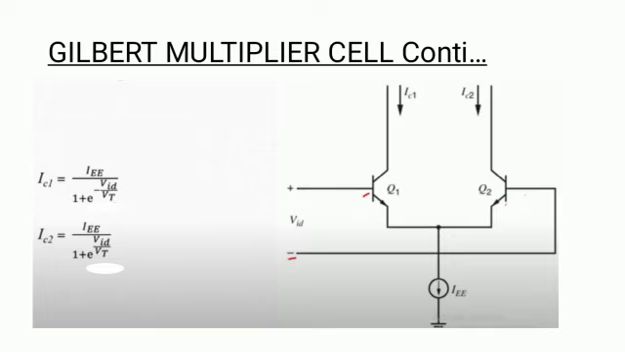When the positive of the input is connected to the base of a particular transistor, here it is Q1, then the collector current term will have the term e raised to minus VID by VT, and when the negative of the input is connected to the base of the transistor, then the collector current of the transistor will have the term e raised to plus VID by VT.